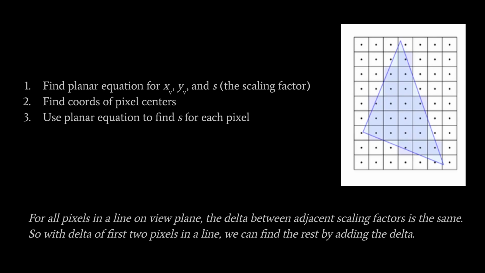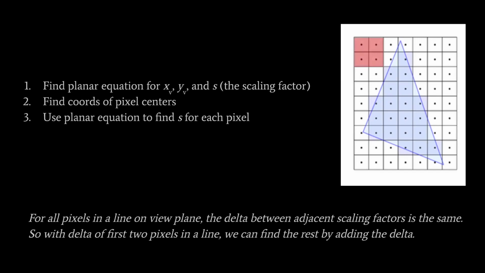And so we're still paying the cost of finding the equation of a plane. There's a bit of work in finding the pixel centers on the grid of the view plane, though that's fairly trivial. And then we have to plug in at least 4 pixel center view plane coordinates into our planar equation to get the scaling factors. And then from there, we get the deltas between them and fill in the rest of the rows and columns.